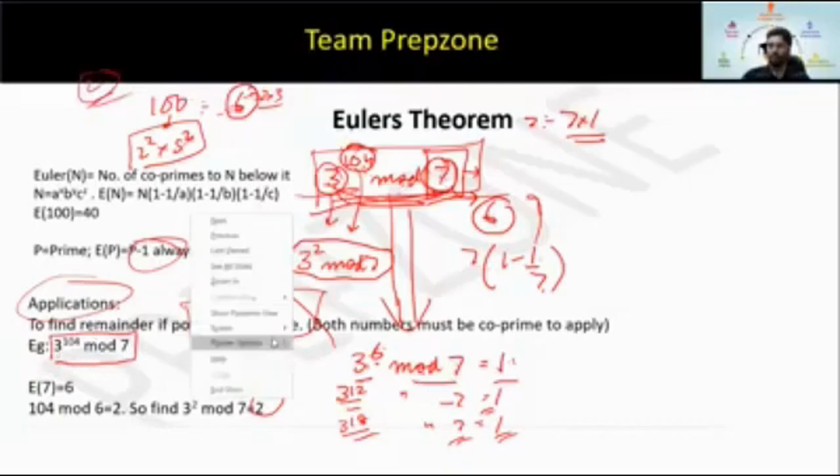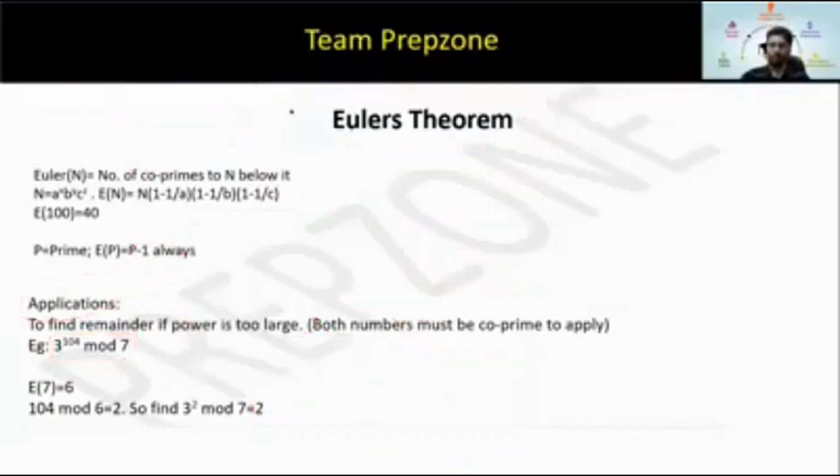Let me just explain it quickly once more because you guys are getting confused. Question was, find out 3 to the power 104 mod 7. Now there is a theorem known as Euler's theorem, which says that if 3 and 7 are co-prime to each other, then this is the theorem. Theorem is saying this: 3 to the power Euler of this number. What is Euler of 7? 6. Mod 7 will be equal to 1.